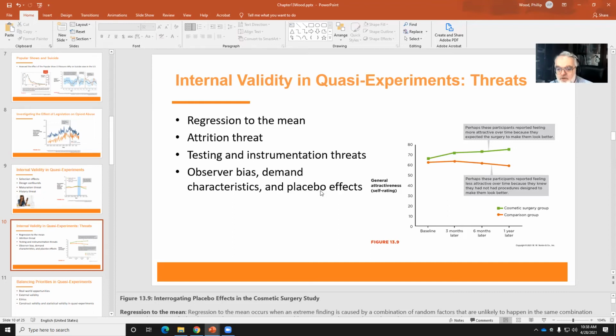Testing and instrumentation threats are also an issue. Maybe over the course of testing, people get fatigued from filling out your study. Maybe there's ways you're answering this that is causing the apparent changes over time. And if you were doing observational studies over time, maybe what you're looking at is observer bias.